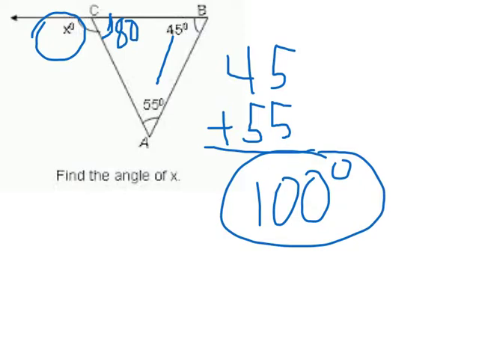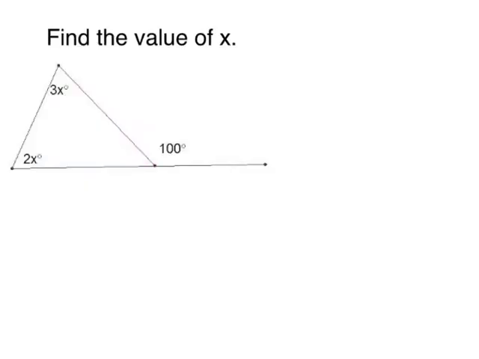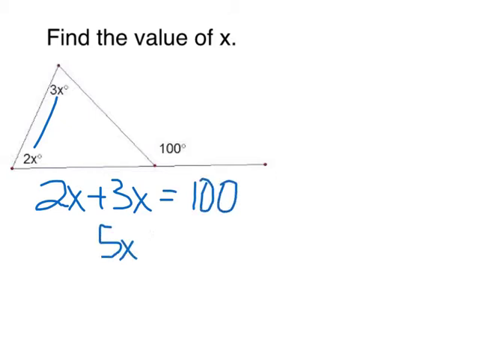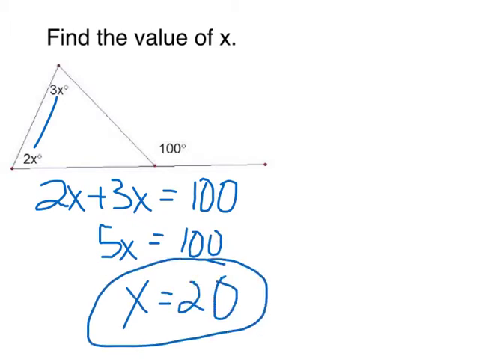Alright, the last example. Alright, find the value of x. Again, I'm going to add these two. Do 2x plus 3x equals 100. I add them together, I get 5x equals 100. So x equals 20.